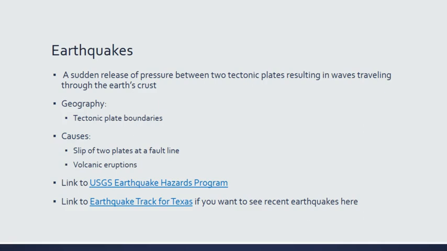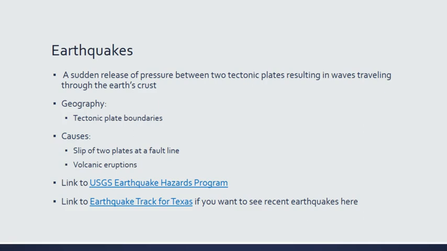As a matter of fact, in the United States, I'm going to show you some examples of places where you may find earthquakes, but you're not looking at major plate boundaries. So essentially, you've got the slip of two plates at a fault line. Any kind of fault line. The other thing that causes earthquakes is volcanic eruptions, and we'll come back to that later on.